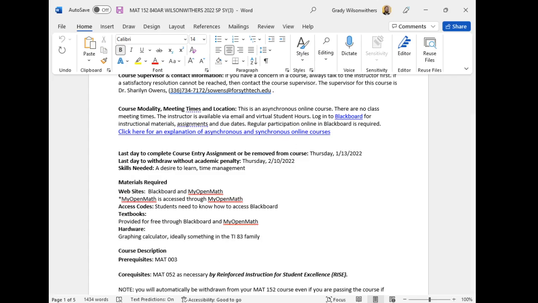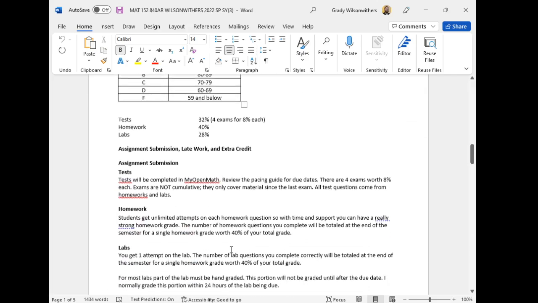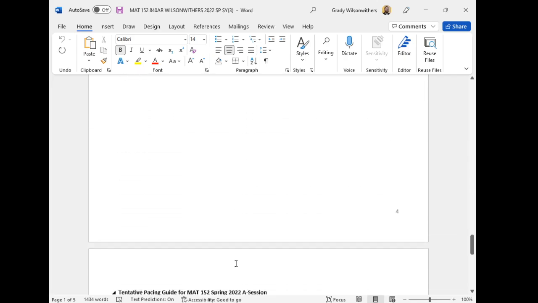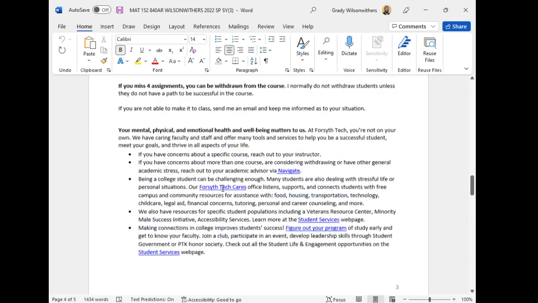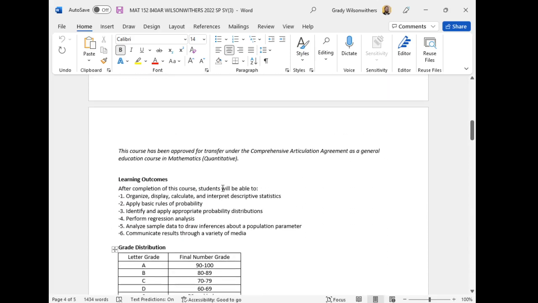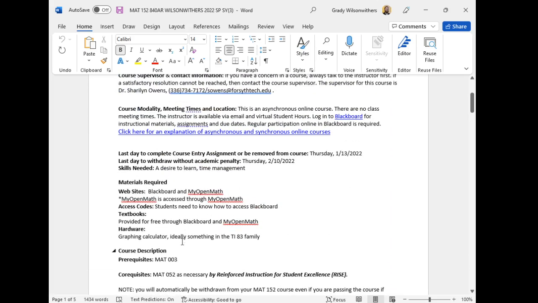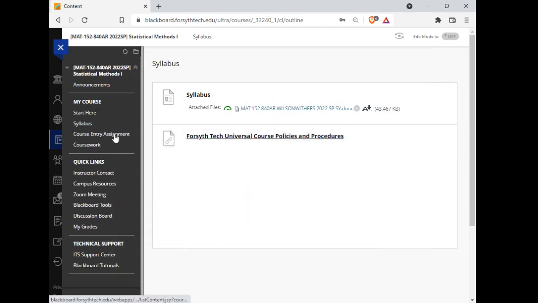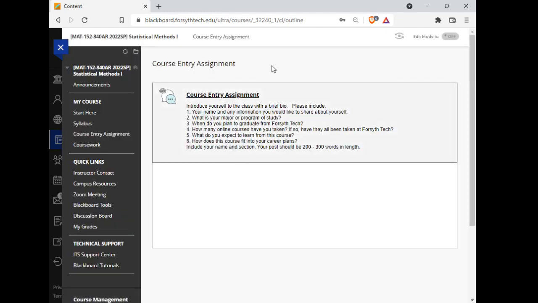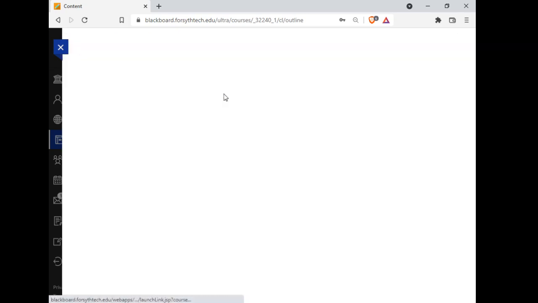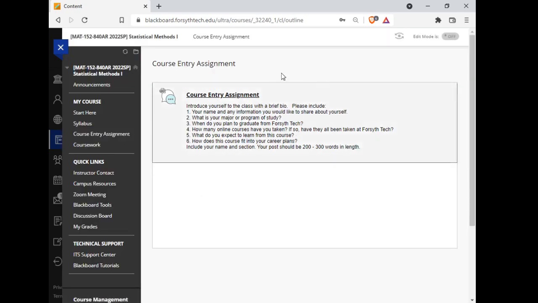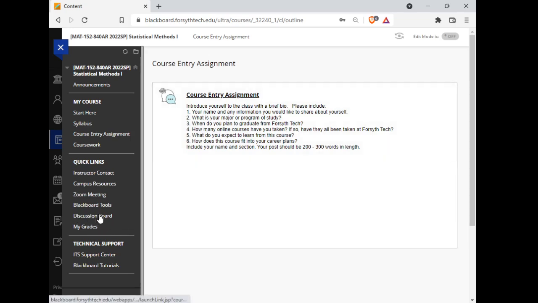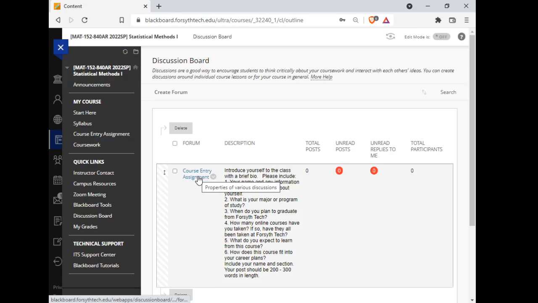Course entry assignment: I put it on the pacing guide for you to complete either today or tomorrow. That way you don't have any issues getting accidentally withdrawn from the course. You can find the course entry assignment right here. It's a little discussion post. You can click on the header here and then click on Create Thread. Here is the prompt. This is the only discussion post you have to do this semester. You can also find this by going to the discussion board down here and finding it right here.